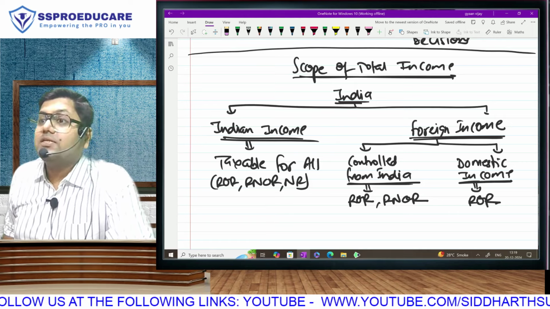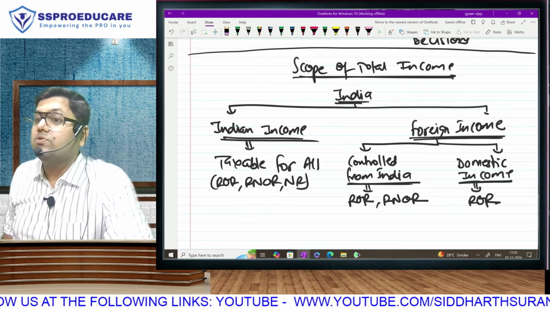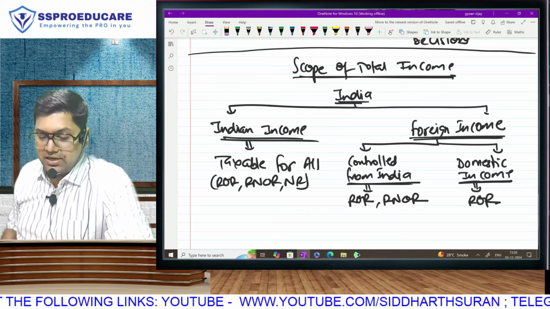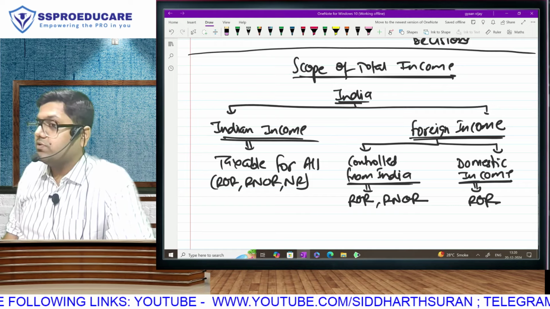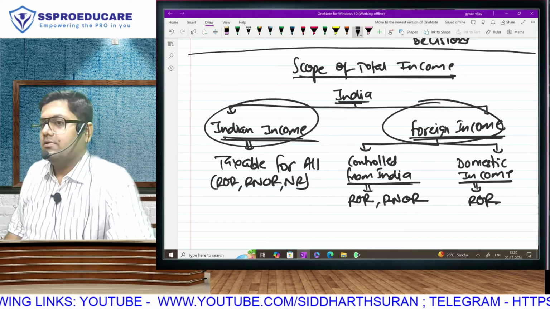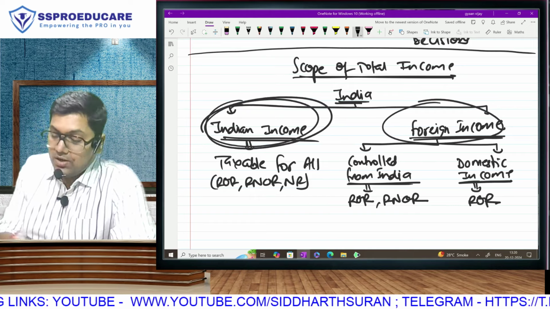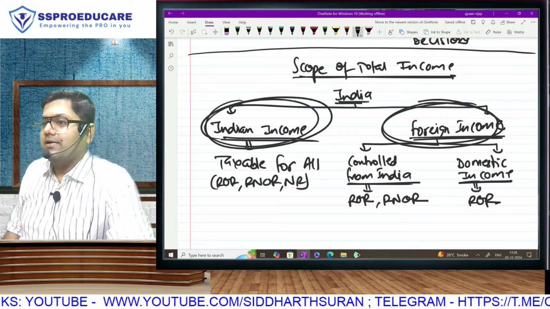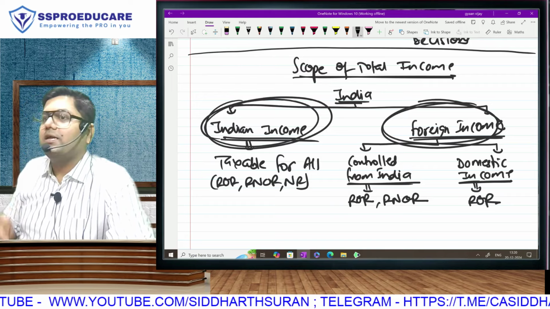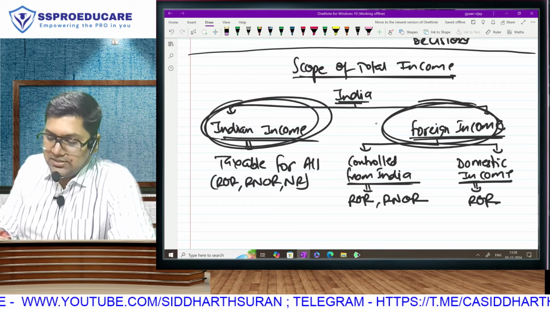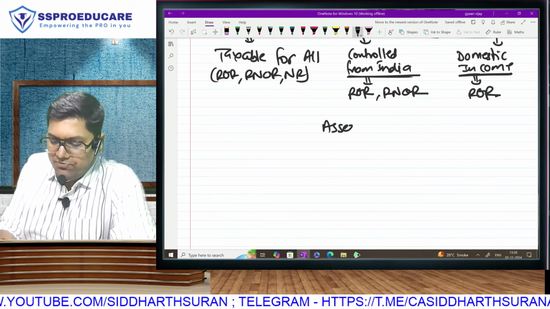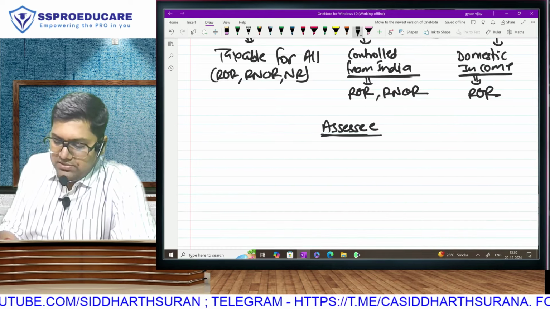But then do we know that this division of ROR, RNOR exists only in individual and HUF? Just understand, if it is other than individual HUF, I just have to write resident here and non-resident. Sorry, my bad. All assessees here and resident here. Indian income, all assessees, resident and non-resident, and foreign income only resident. Other assessees ka part is very, very easy. Or let me do one thing. Let me divide this chart for you assessee wise.